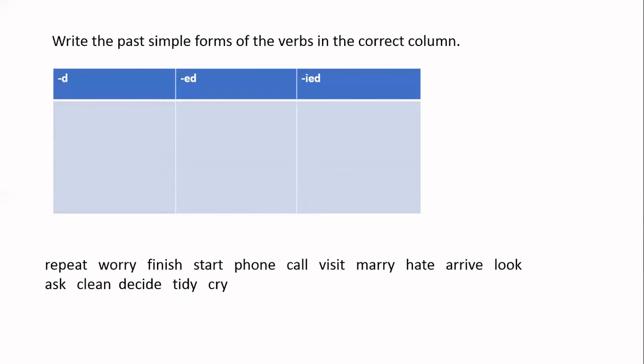Visit, visited, ed. Marry would be ied ending. Hate, just a d, hated. Arrive, just a d, arrived. Look, looked, ed. Ask, ed, asked. Cleaned, ed. Decided would just be a d. And tidy and cry both would have an ied ending. Okay, well done.